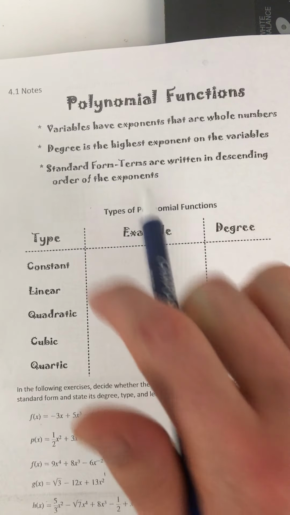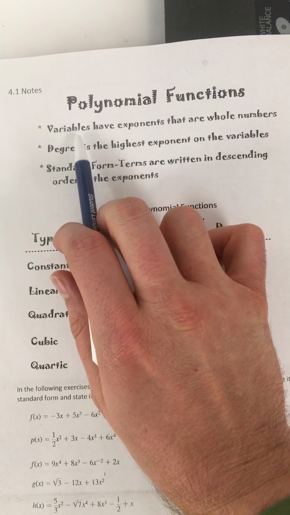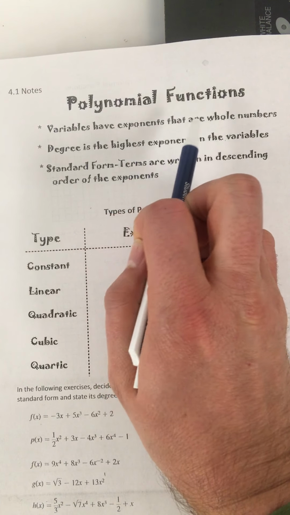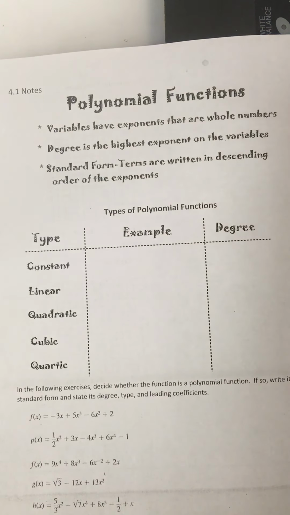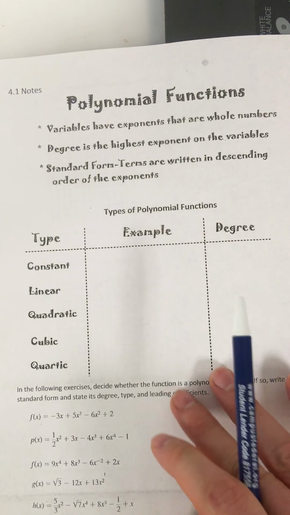Polynomials are just expressions where all the variables have exponents that are whole numbers, basically all of the exponents in the problem. They cannot be negative, they cannot be fractions, they cannot be decimals. You can have fractions and decimals and negatives in the problem, just not in the exponent.